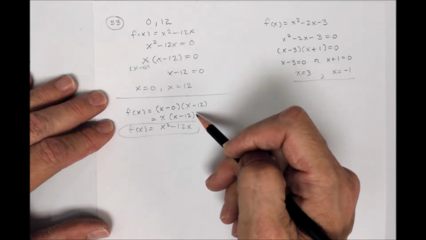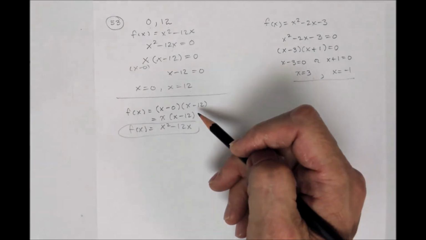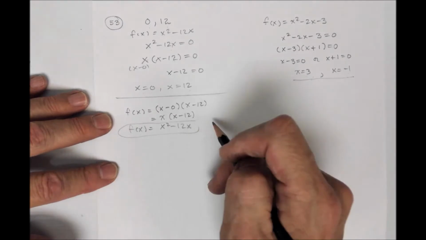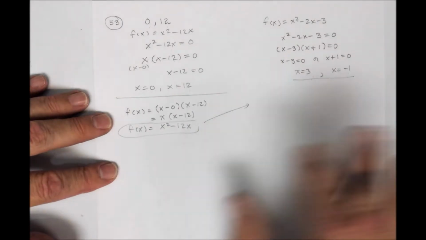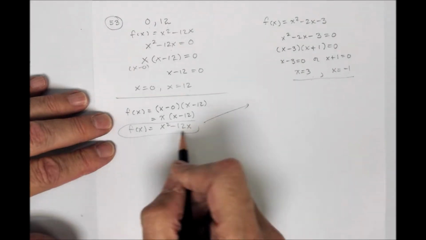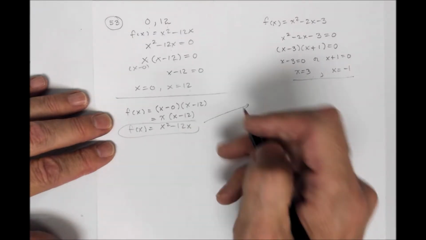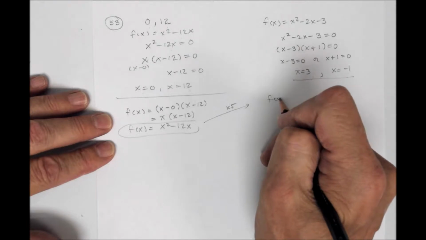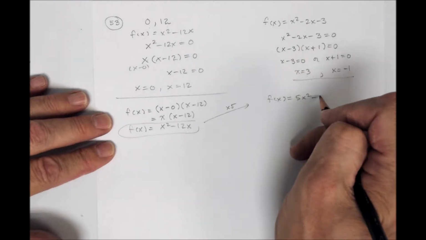Now, they say in the directions, there are many correct answers. Because again, like I was saying back here, if I was to take this guy right here, and I'm not saying that you have to do this by any means, but if I was to multiply the right side through by any number, let's say I multiply through by 5, I would get f of x is equal to 5x squared minus 60x.